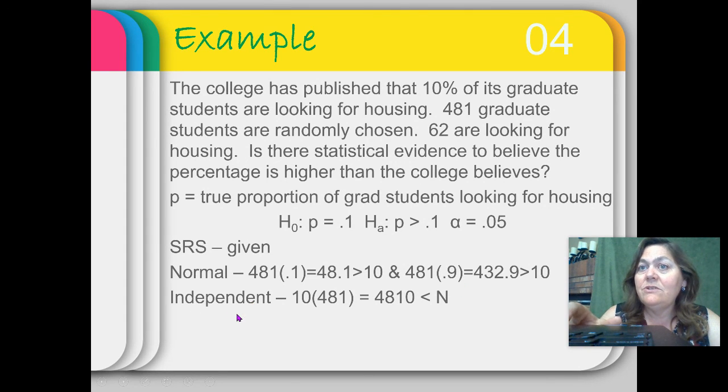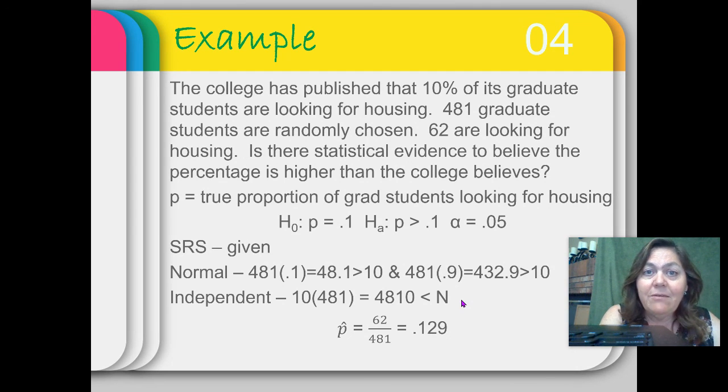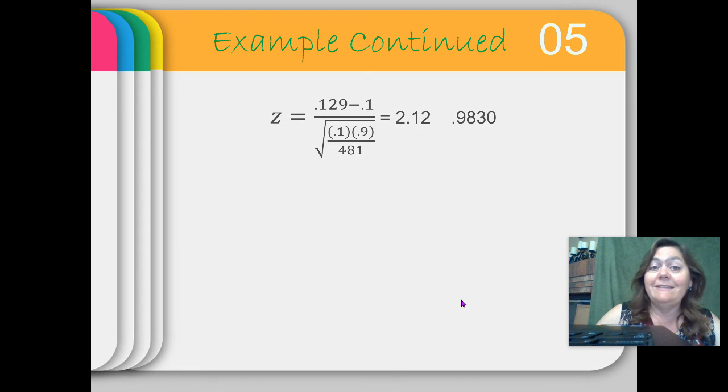Our large number condition, or independence, 10n is 4,810. So we're assuming that there are more than 4,810 students at this university or college, I should say graduate students. Then we do need to calculate the p hat. It wasn't given to us directly. So we look and say, well, we got 62 out of 481 in our sample, right? That's going to give us a p hat of 0.129. Okay, moving forward, we go to the z statistic.